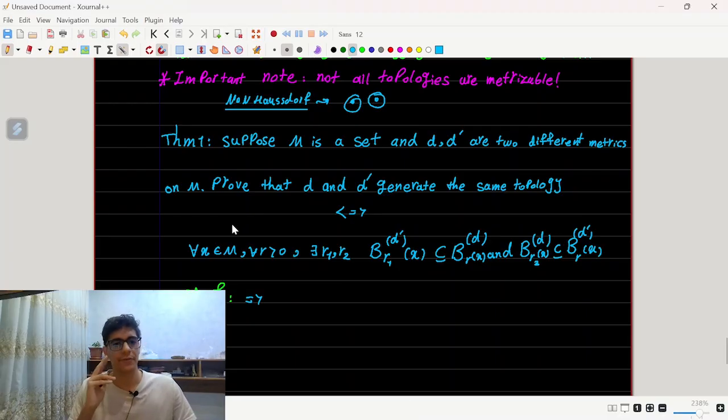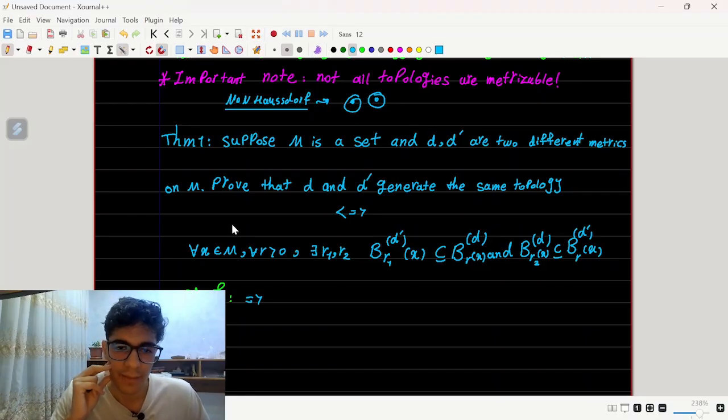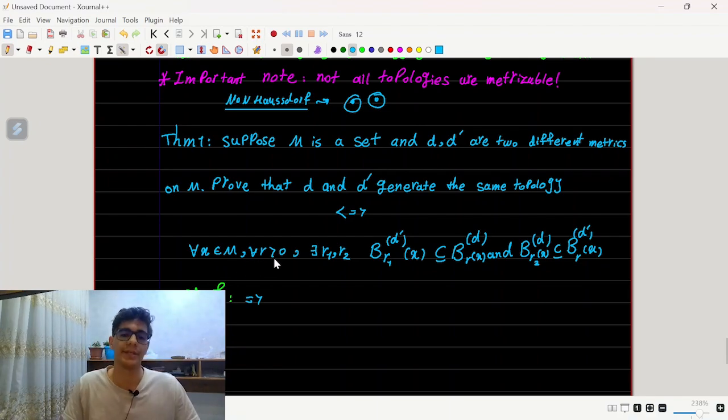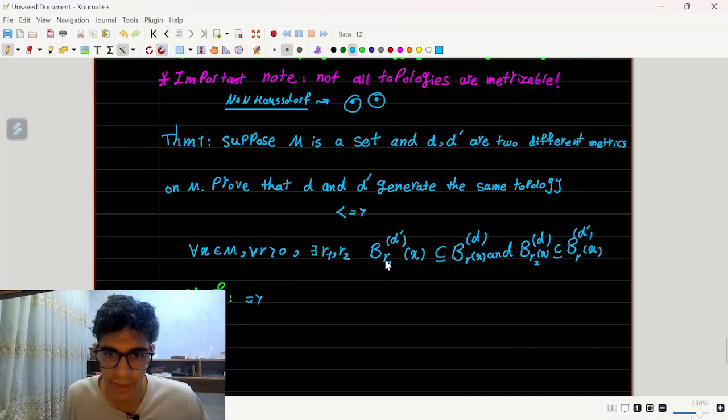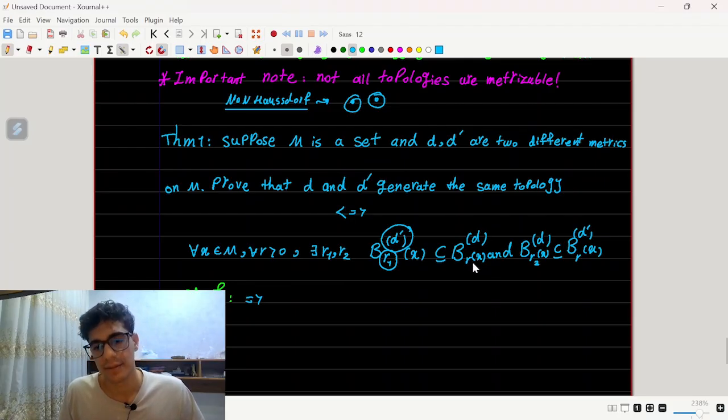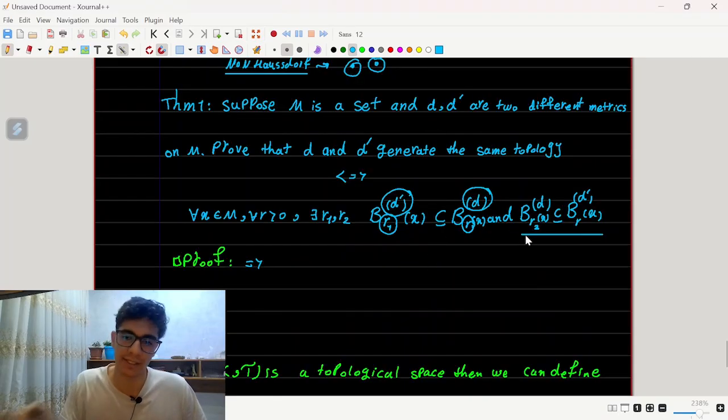Then we reach our first theorem. Let's suppose that M is a set and D and D prime are 2 different metrics on M. Prove that D and D prime generate the same topology if and only if for each x in M and each r bigger than 0, there exist r1 and r2 such that the neighborhood of x with radius r1 with respect to our metric D prime is a subset of the neighborhood of x for the radius r with respect to metric D. And this one is just the other way of the first one.